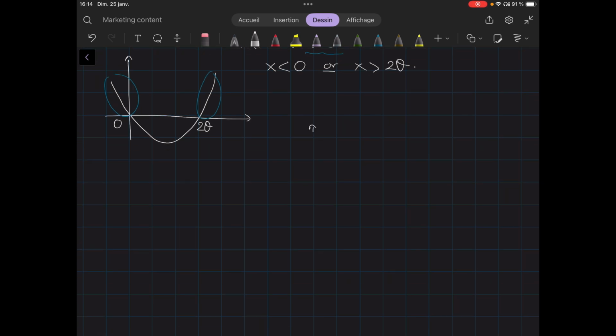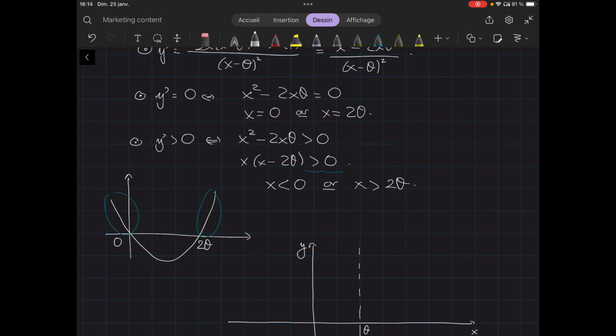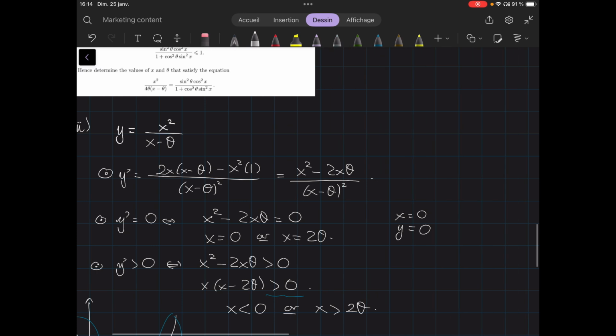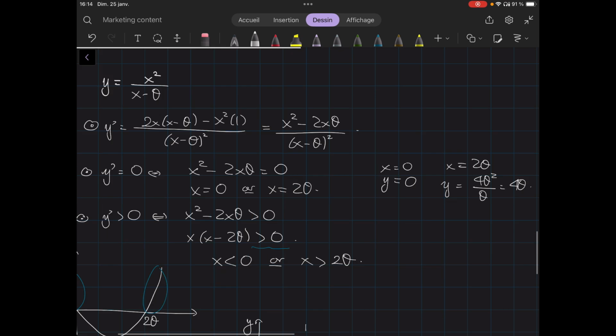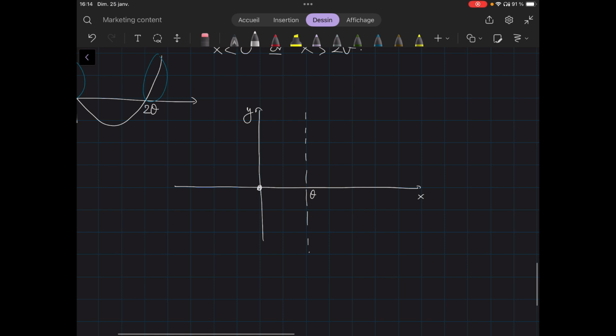If we are to quickly sketch it out, let's say this is theta. We know the function has a maximum, has an extrema at x equals to 0. At x equals to 0, y is equal to 0. If x is equal to 2 theta, y is equal to 4 theta. I should have used a different scale, eh?